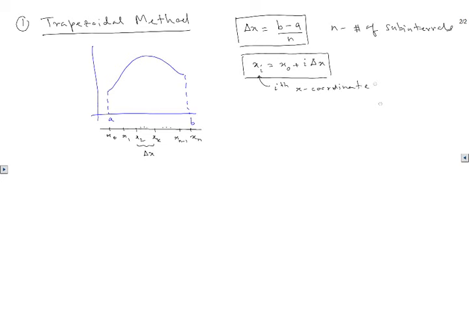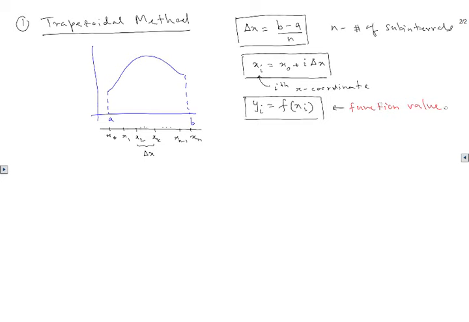Now we can evaluate the function at this ith point. We're going to call it yi, which is f of xi. So you can evaluate the function at the ith one. Those are the function values.